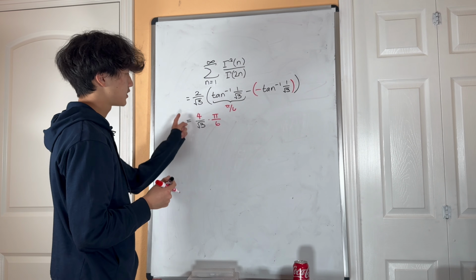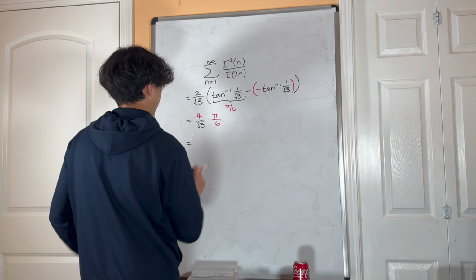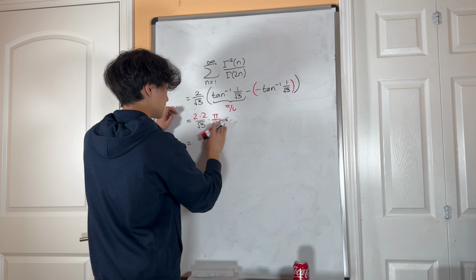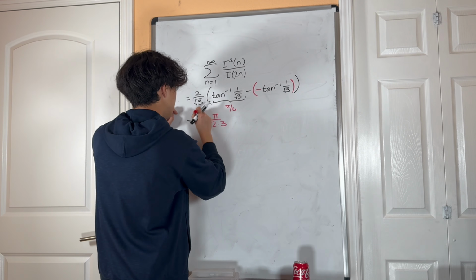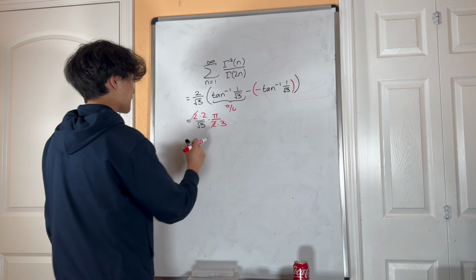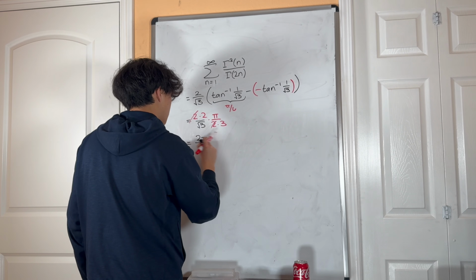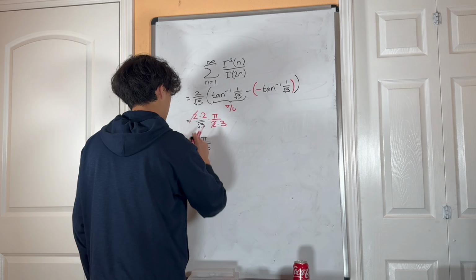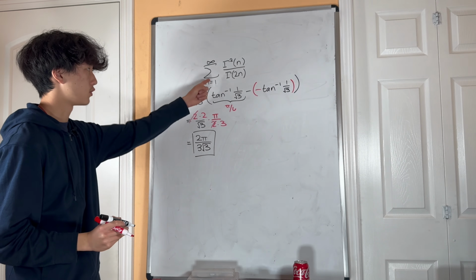Now, we can do some simplifying. 4 is 2 times 2. 6 is 2 times 3. One of these 2's cancels with one of these 2's. On the top, you're left with 2 pi. On the bottom, you're left with 3 times the square root of 3. And that is your answer for that sum.